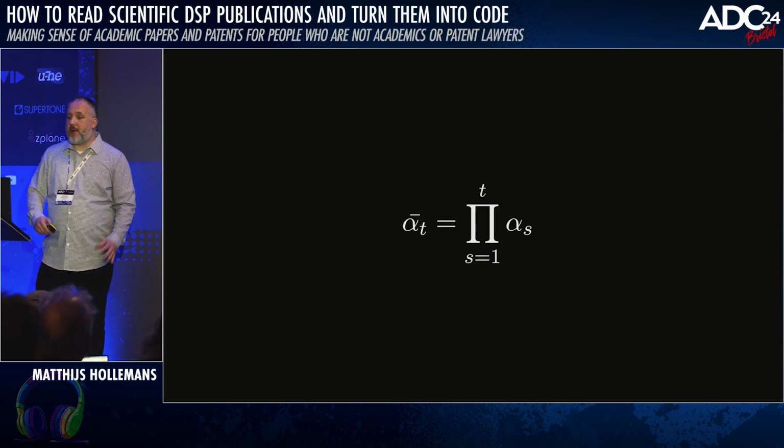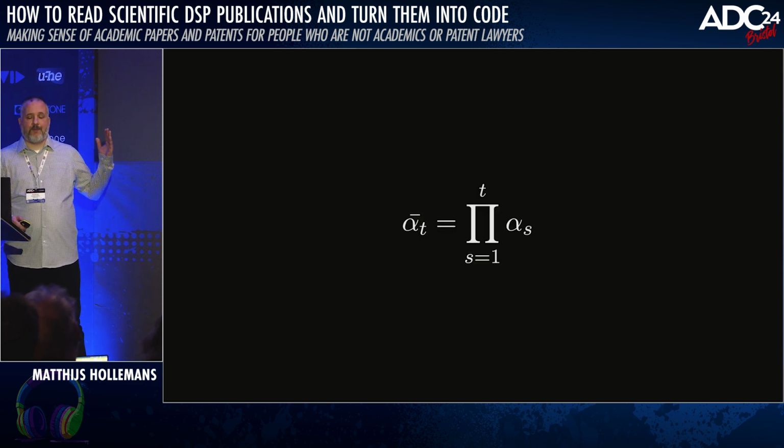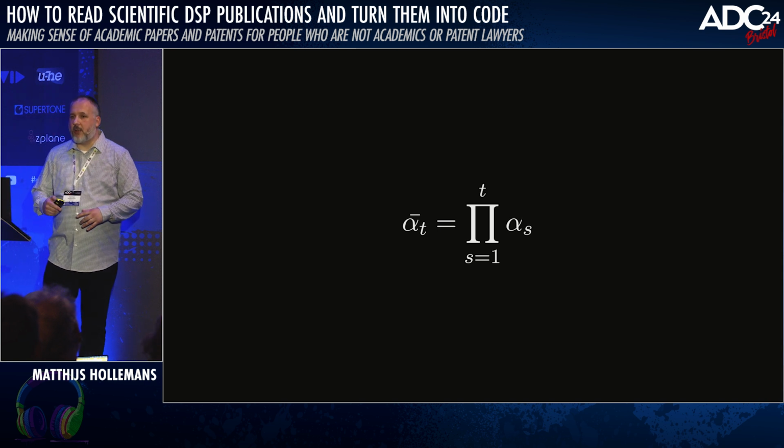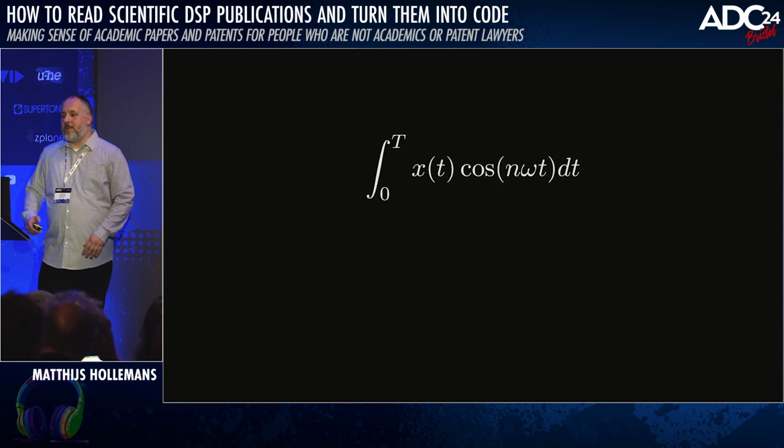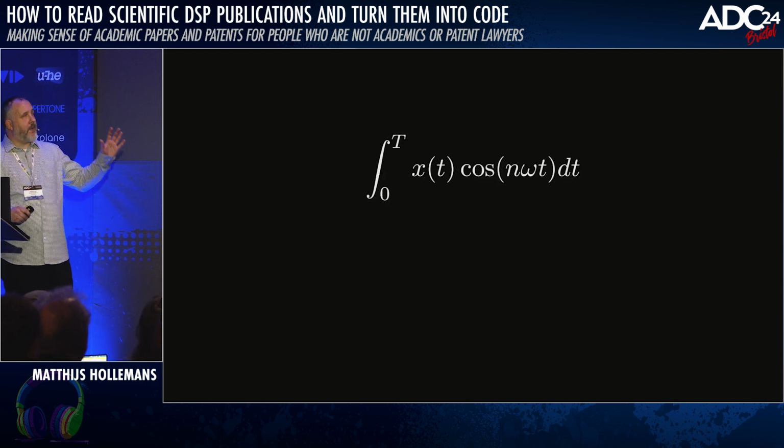Something you might also see is a variation on this. This uses the capital Greek letter pi. This does the exact same thing. This is also a for loop, but now here the results of every iteration are not summed up, but they are multiplied together. So this calculates alpha 1 times alpha 2 times alpha 3 and so on. And the reason they use a capital letter pi is because this computes a product, which starts with the letter p, and that's pi.